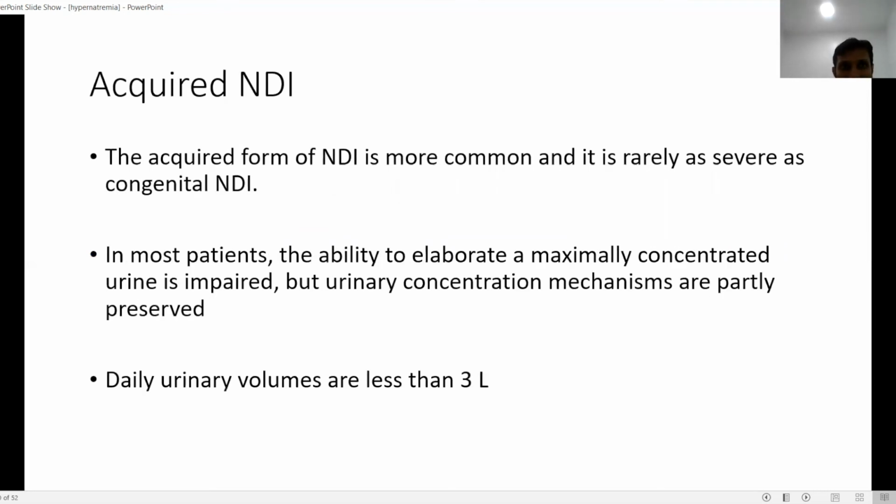Acquired nephrogenic diabetes insipidus is more common and is rarely as severe as congenital nephrogenic diabetes insipidus. In most patients, the ability to elaborate a maximally concentrated urine is impaired, but the urinary concentration mechanisms are partly preserved. So the daily urinary volumes are less than 3 liters, in comparison with congenital nephrogenic diabetes insipidus, where the urinary volumes may be up to 8 to 10 liters per day.